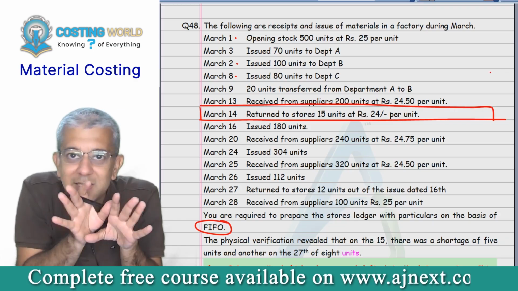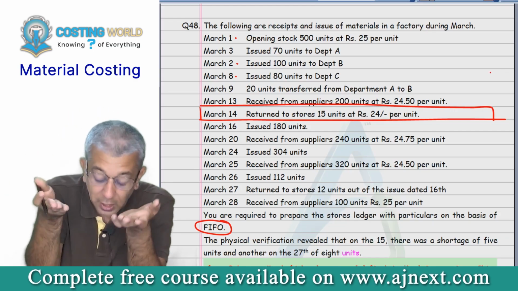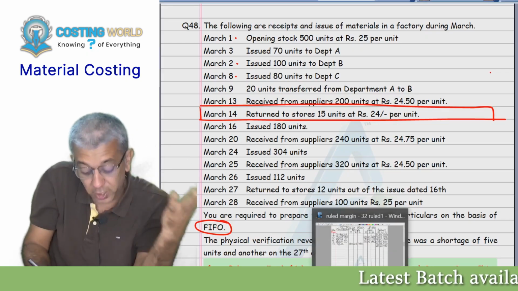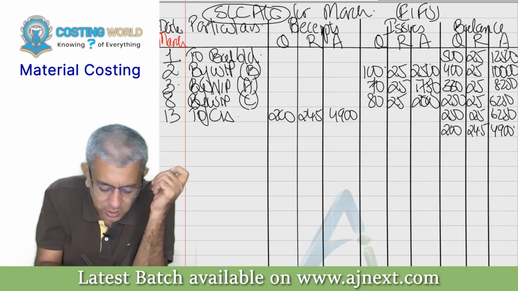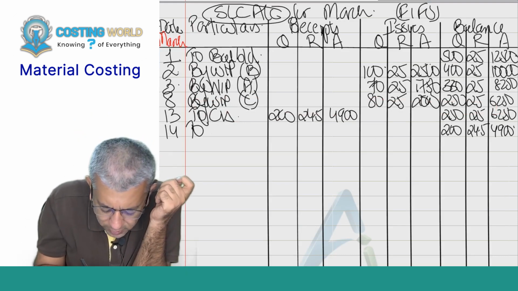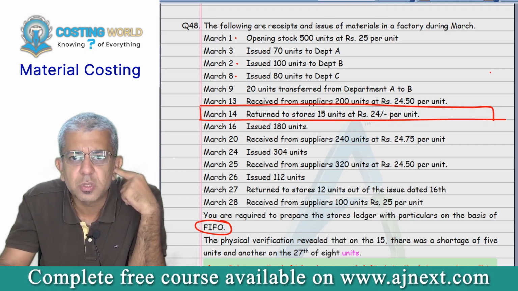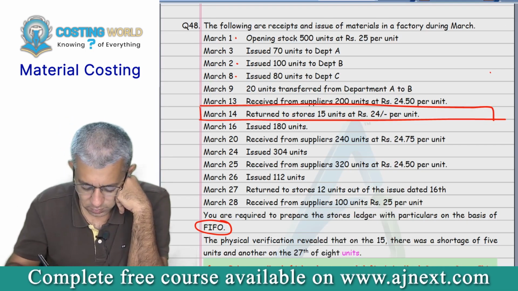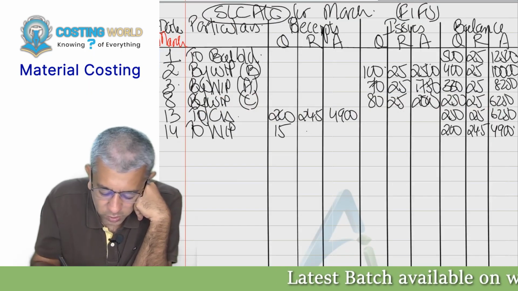Yes. Now I realize this transaction is important even for the entry. So your entry will be SLC account debit to WIP. What did you say? Is it receipts or issues? Receipts. 15 units at the rate of 24.